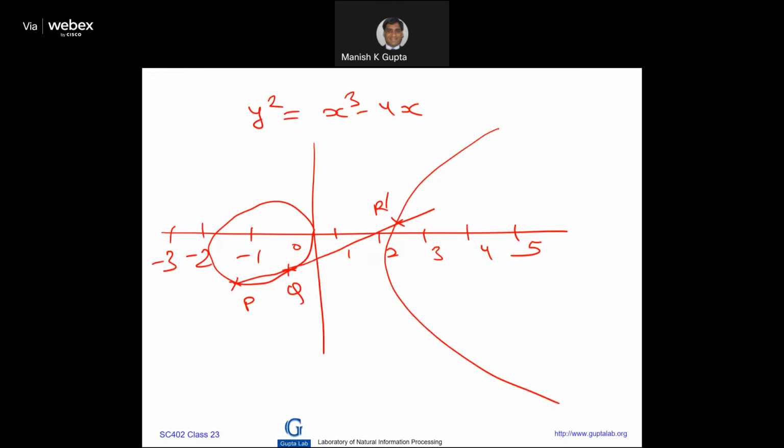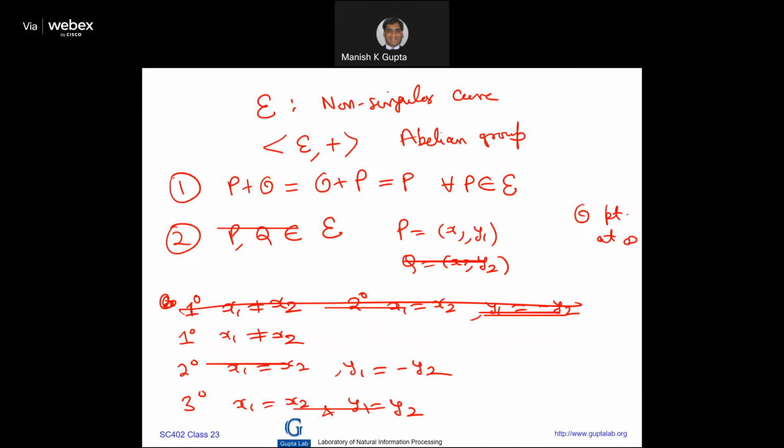See, so we take 2 points P and Q, right? And then draw a line. It will intersect some other point on the curve. Call it R prime, and take the reflection of R point with respect to x-axis, and that is your point R. So P plus Q will be R. Okay, and so we can do certain calculations here.